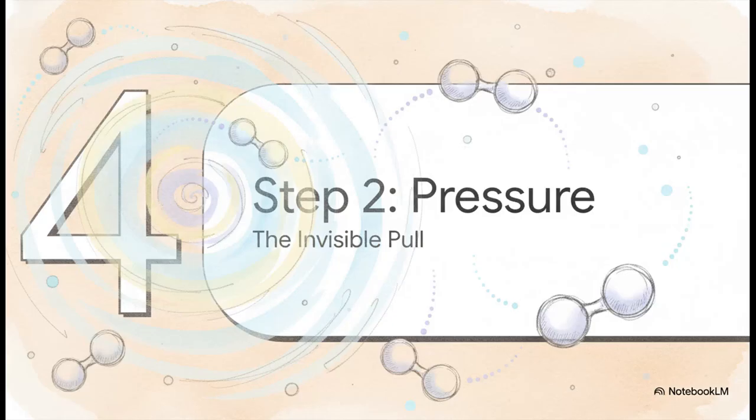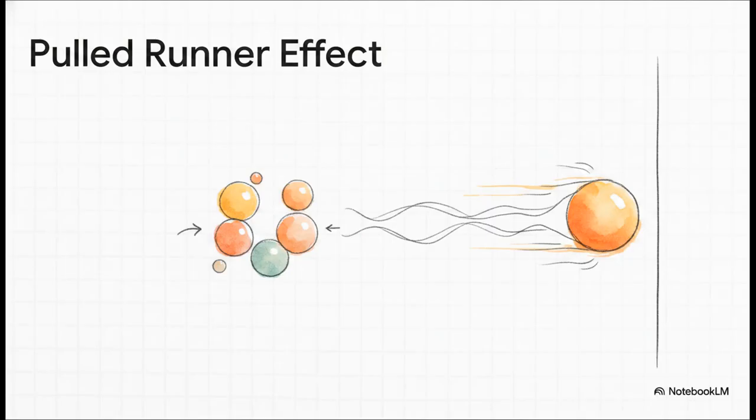That brings us to part 4, step 2, the pressure correction, or the invisible pull. All right, we've fixed the volume. Now we have to fix the pressure. And we do this by looking at what we call the pulled runner effect. Picture a gas molecule as a runner racing toward the wall of the container to strike it. That physical strike is what actually creates pressure.